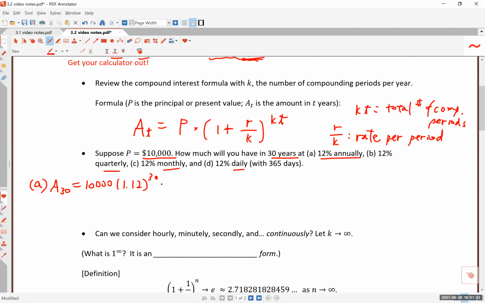So for 30 years, that's 30. And this turns out to be 299,599.22. How did you get that?